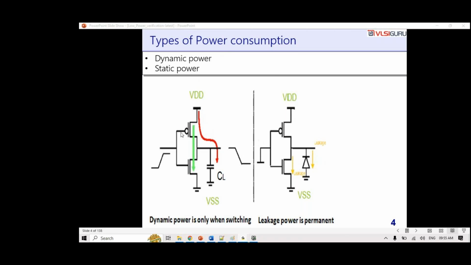So because of that, neither this one nor this one will happen. That power consumption will come only when you are switching. You can call it switching power consumption as well, or the dynamic power consumption. Static power consumption is the bigger problem here.